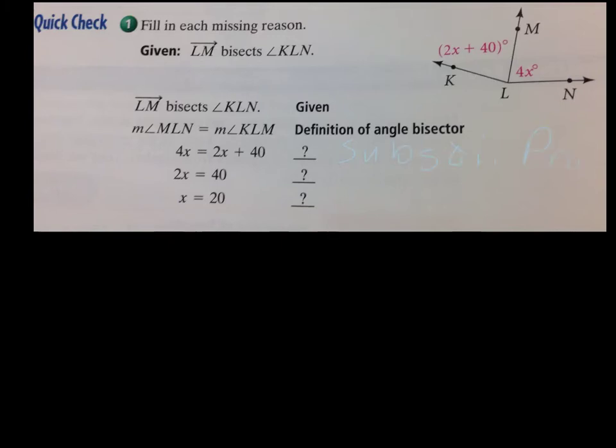Substitution property. And then hopefully you agree you subtract 2x from both sides. So that would be subtraction property. Remember to take that out so I know it's not the same as substitution. And last, you divide both sides by 2, which would be the division property.